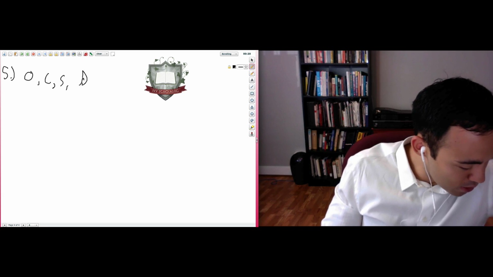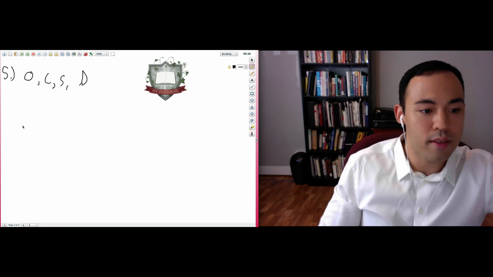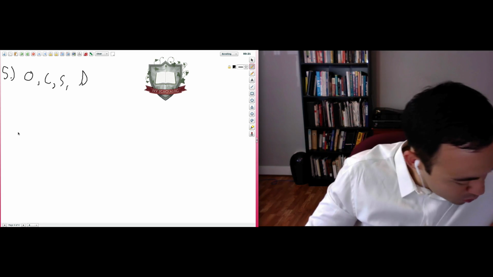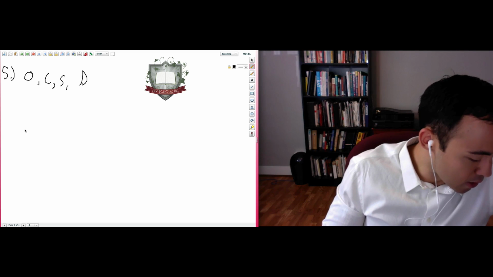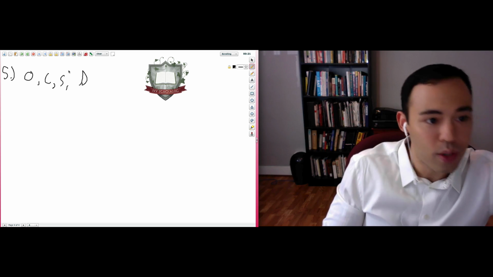Chad is neither the youngest nor the oldest. So let me just read it through. Daria is one of the 2 older children. Steph is the youngest child. Owen is often taken care of by his older brother and sister. Who is the oldest child?